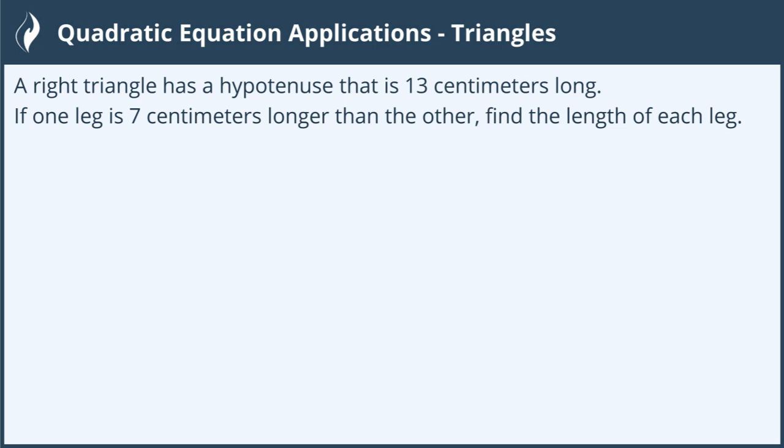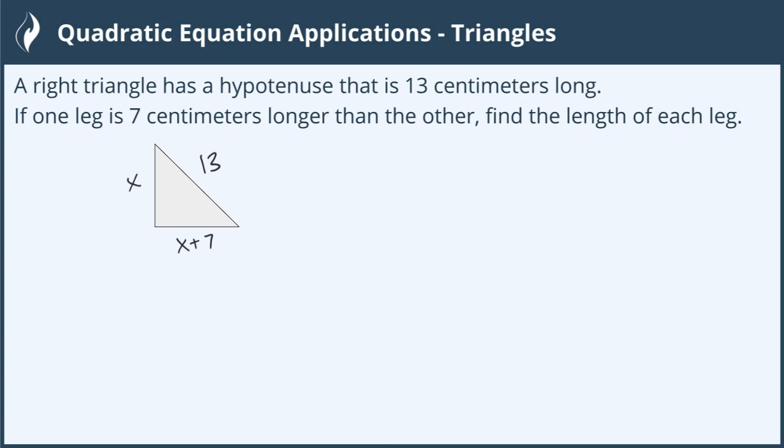So if we start out by drawing our triangle, we know that the hypotenuse is 13 centimeters, and then one leg is 7 centimeters longer than the other. So if one of them is x, then another would be x plus 7.